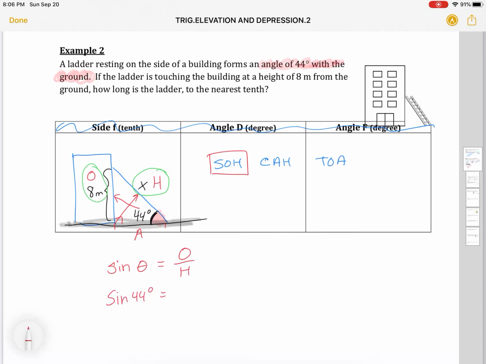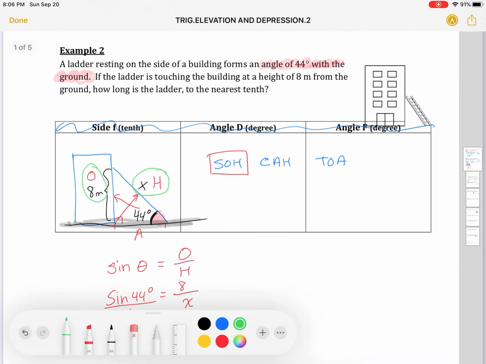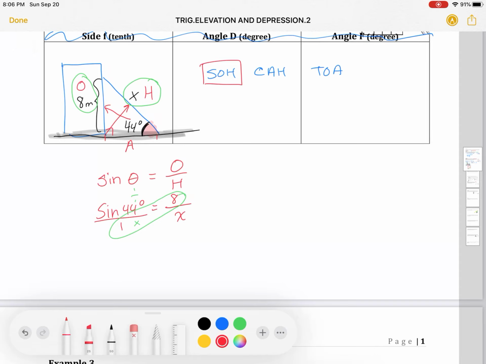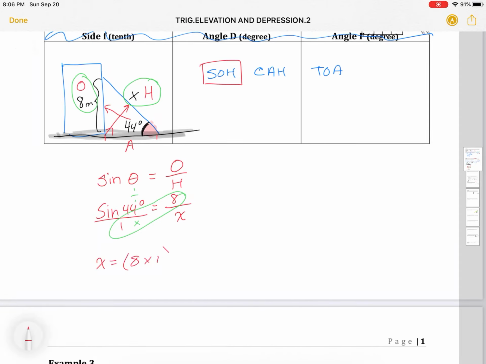So let's set this up. Sine theta equals opposite over hypotenuse. Sine of 44 degrees, because that's our theta, is equal to 8 over x. Now we're going to put that over 1, and we are going to cross multiply and divide. So that means that x is going to equal 8 times 1 divided by sine of 44 degrees.